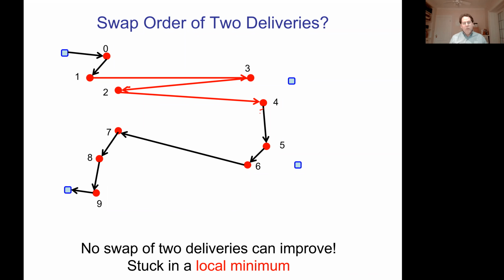If you go through all the possible changes you could make, where you exchange the order of just two intersections, none of them will help you here. They will all make things worse. So we're stuck in what's called a local minimum. It's not a globally optimal solution. Okay, there is a better solution, but it's difficult to get to that better solution because small changes are making things worse. There's a big change that could make things better, but small changes just make it worse. Okay.